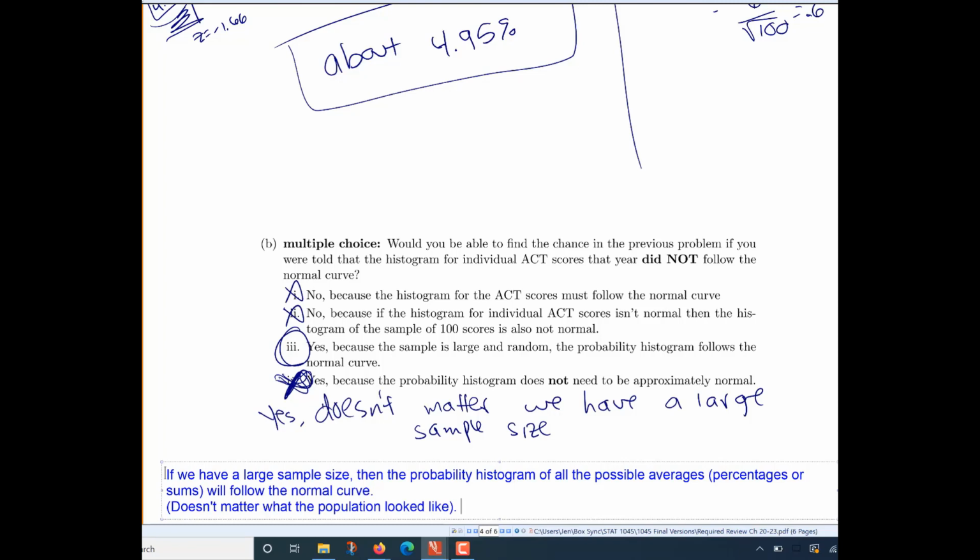So no matter what, if you have a large sample size, then the probability histogram of all your possible averages or percentages or sums will follow the normal curve. Doesn't matter what your population looked like. So as long as you have a large sample size, you can do all these things with the normal curve.